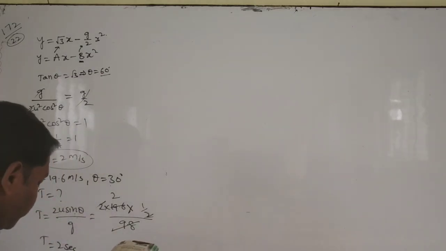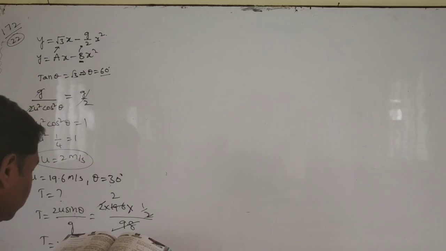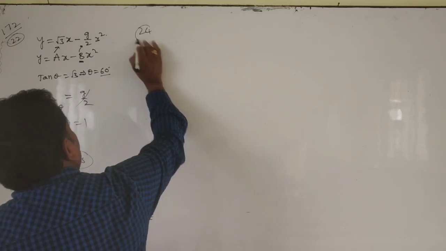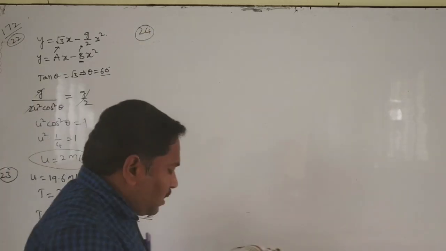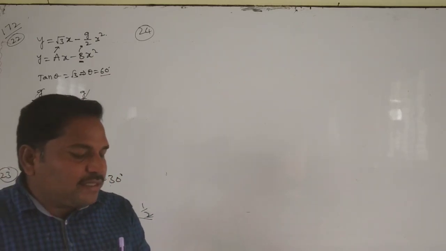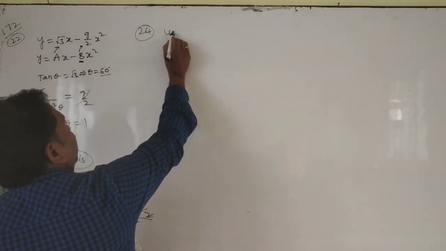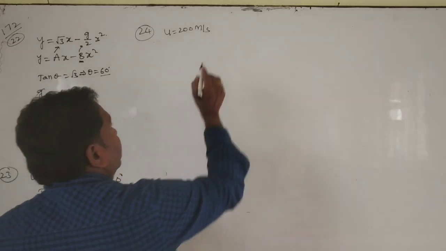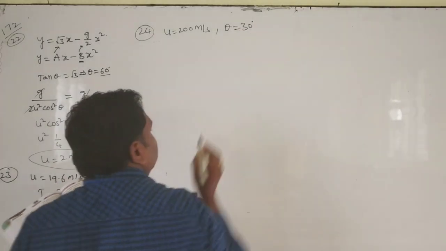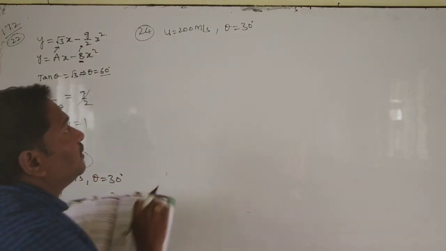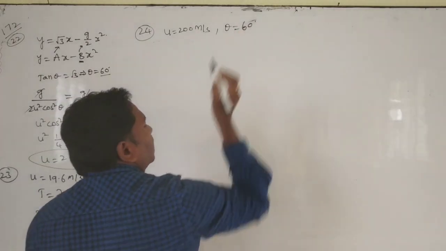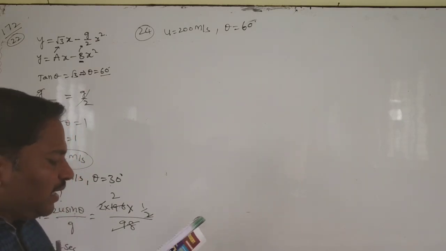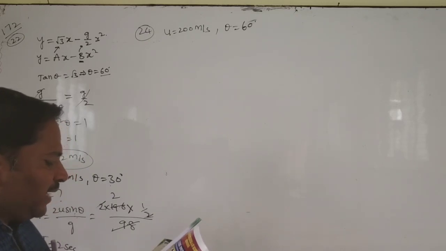Next, question number 24. A particle is projected with an initial velocity. What is the initial velocity? 200 meters per second, and with angle theta equal to 30 degrees with the vertical. With the vertical means with the horizontal it becomes 60. So find the horizontal distance covered by the particle in 3 seconds.